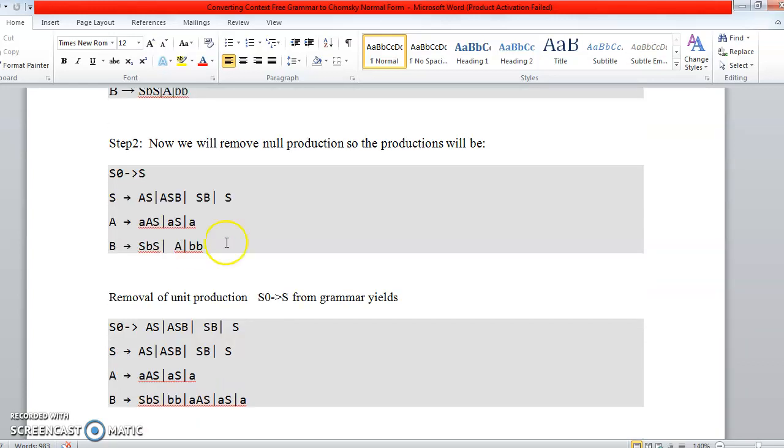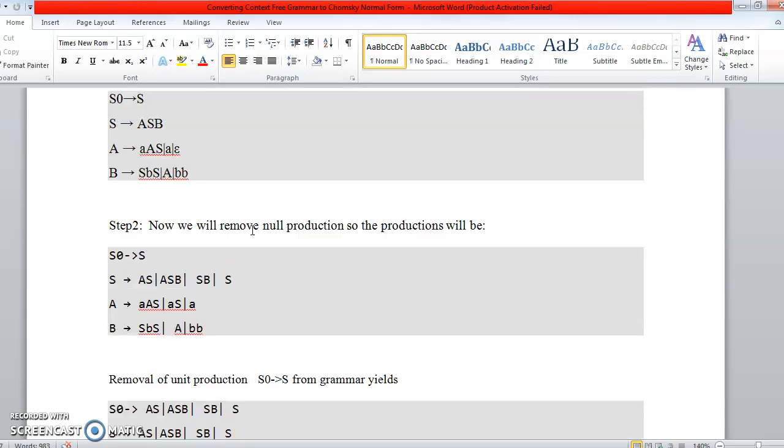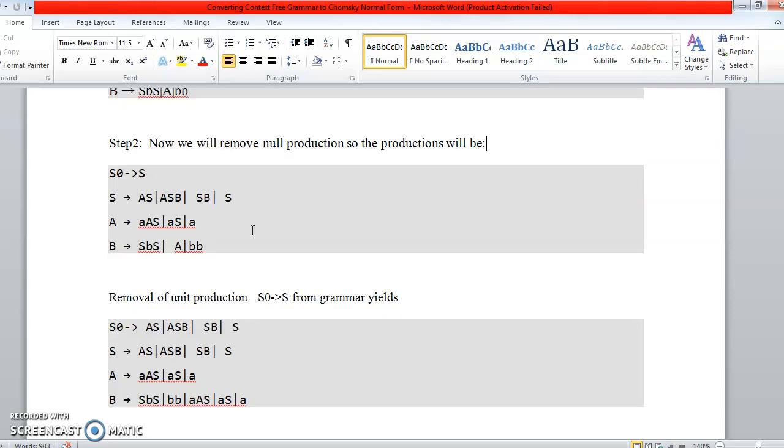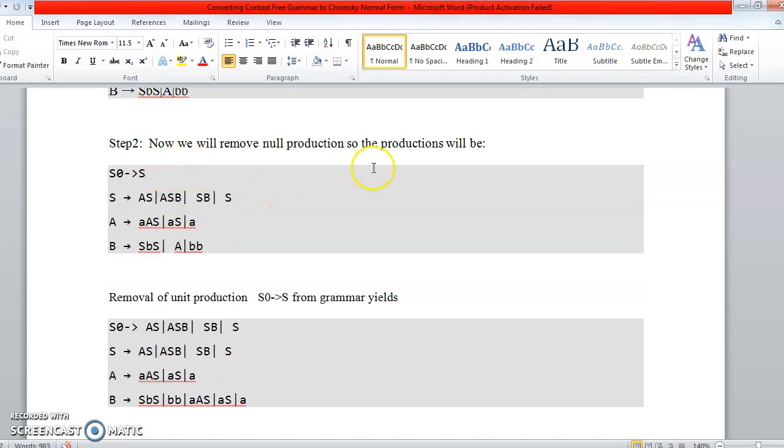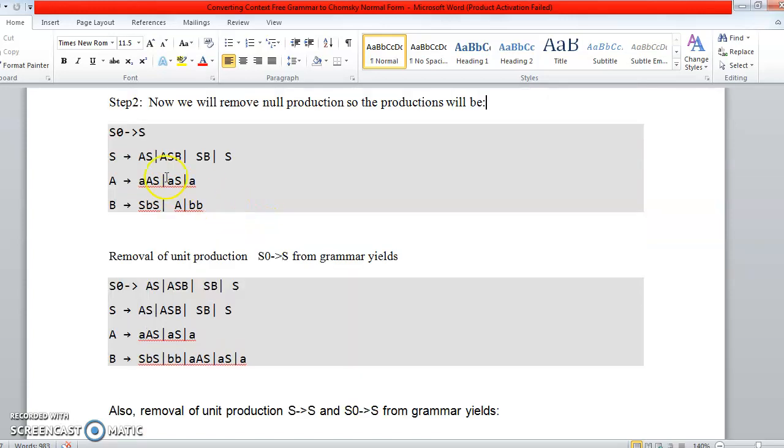Now come to the step 2 rules, where we will remove all null productions. You very much know about the null productions. All of you have the knowledge from the previous class about the null productions. Okay, how to eliminate the null productions. Using those techniques, the production rules without the null productions will be this. S0 produces S, and S produces this and this and this. A produces this and this and this. B produces SBS oblique capital A oblique bb, and these production rules are without null productions.